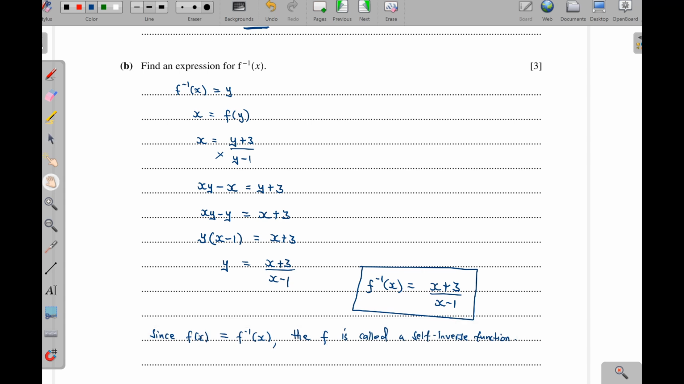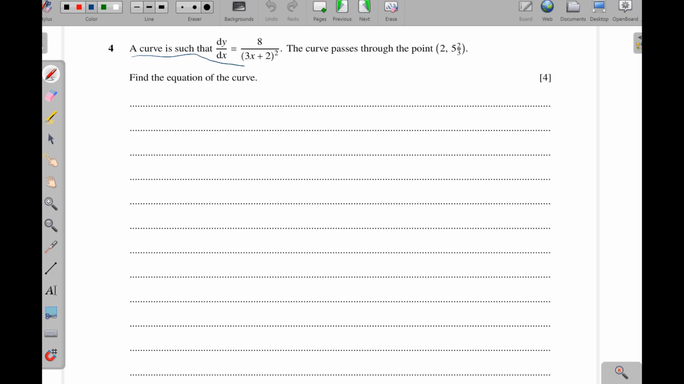So that is that. Question 4. The curve is such that dy/dx is equal to this. The curve passes through this point. Find the equation of the curve. Of course, we are supposed to integrate here.